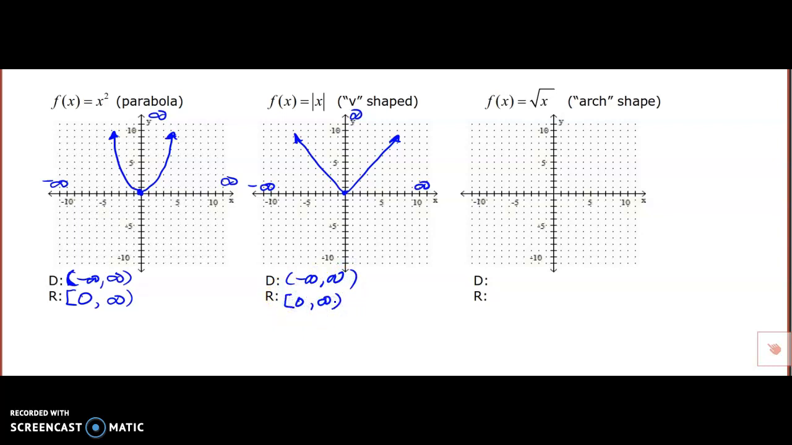Another parent function you need to be able to recognize and graph is the square rooting function. It is this arcing kind of shape, centered at 0, 0, arcs out to the right. Its domain and range would be a little different than the previous because it's just this piece of the graph here in quadrant 1. So the domain starts at 0 and goes to infinity. The range starts at 0 and goes to infinity as well. And notice brackets on both of those zeros.